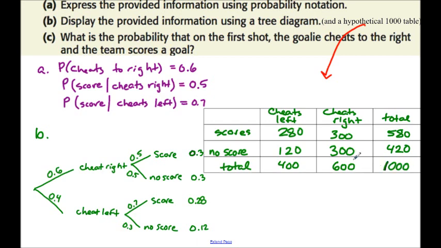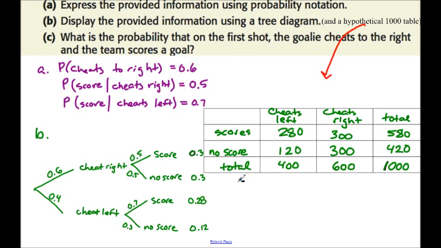Okay? You might say, well, what was the point? It's just another way of representing this information. Sometimes it makes it easier to answer a given question having to do with conditional probability. So let's finally jump into part C here, where it says, what's the probability that on the first shot, the goalie cheats to the right and the team scores a goal?